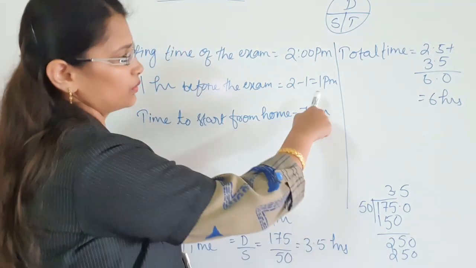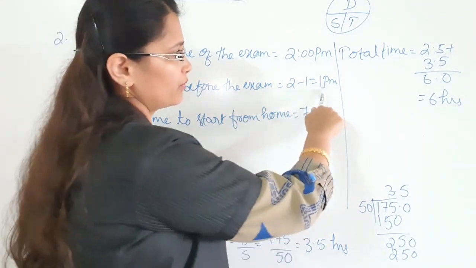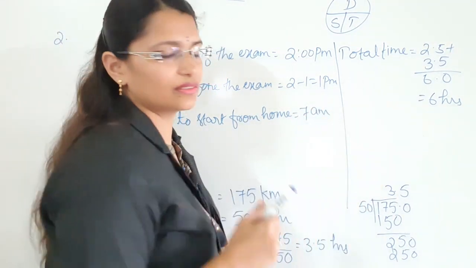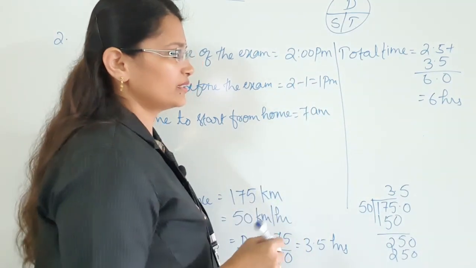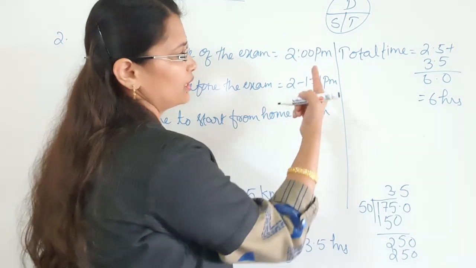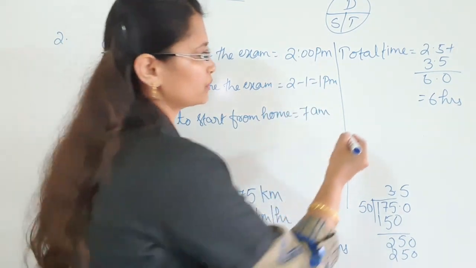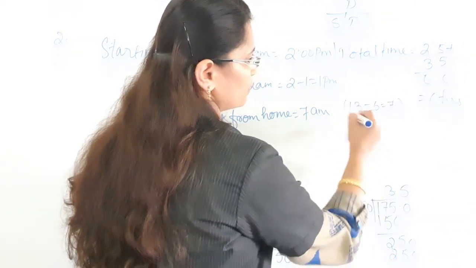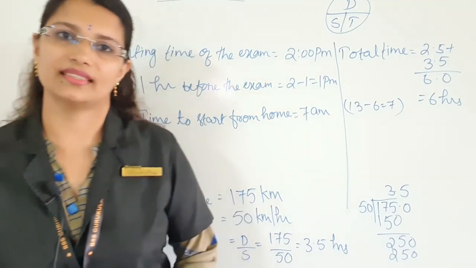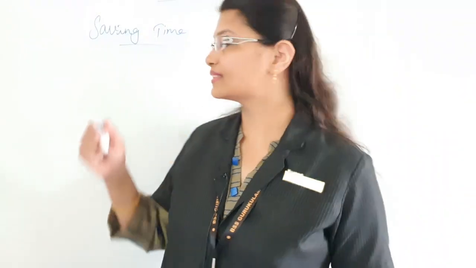Otherwise you can calculate this. 1 minus 6 is not possible, right? From 1 p.m. minus 6 hours is not possible. So you can take this in railway time, that is 13 hours. After 12 noon it is 13 hours. So 13 minus 6 is equal to 7. This way also you can find out the answer. Is it clear, children? Children, next side heading is saving time.